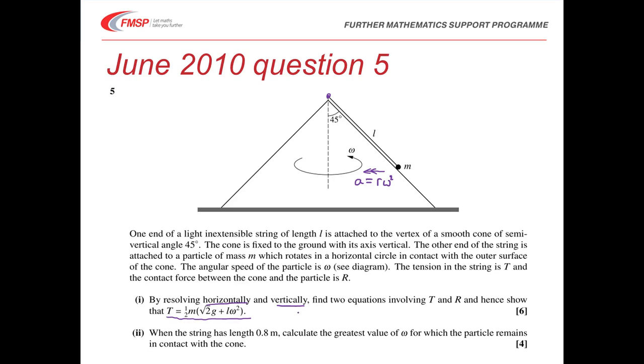Then in the second part, we're told the length of the string, and asked to calculate the greatest value of omega for which the particle remains in contact with the cone. Because I guess if this blob m is circling fast enough, it might be able to spin a bit faster and move off the surface. So we're trying to find the value of omega just before it leaves contact with the surface.